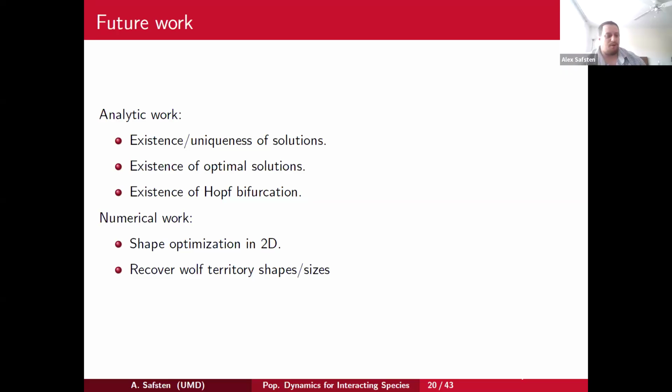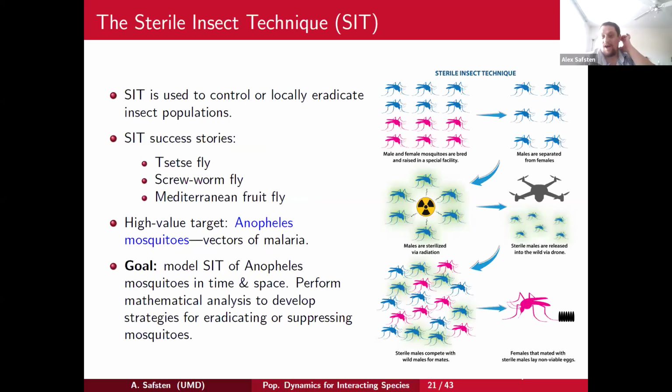So I'm going to switch gears at this point and move on to my second topic, which, although on a much different idea, is still interacting species and PDEs. This is about the sterile insect technique. The sterile insect technique for mosquitoes involves breeding a bunch of mosquitoes in a special lab. You separate out the male mosquitoes and sterilize them with radiation. Then you can release them, perhaps with a drone, over a wide area.